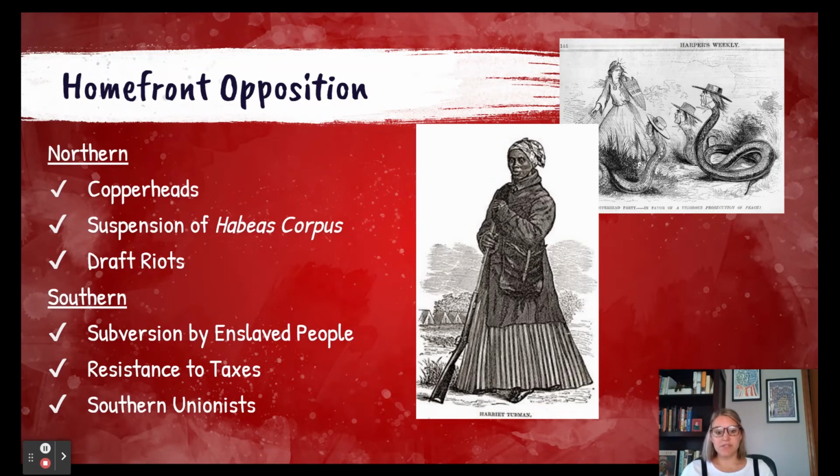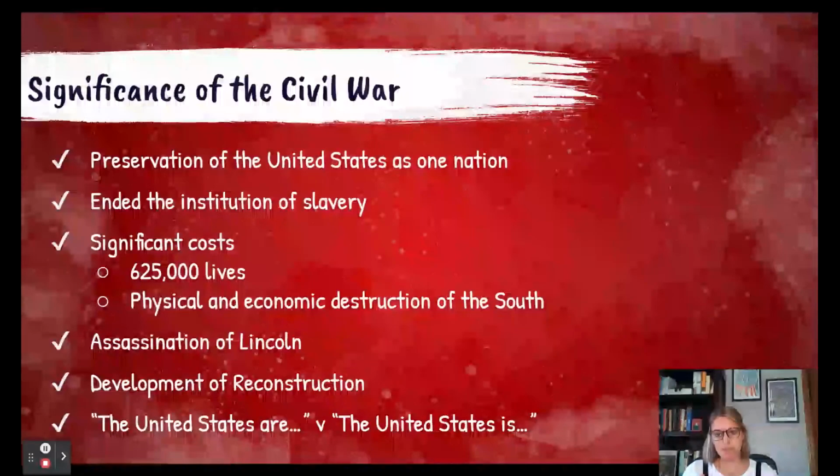For Southern home front opposition, there's going to be significant subversion by enslaved people. They are going to reduce the effectiveness of the war, the ability to maintain the war effort in the South. There's resistance to a strong central government and taxes in the South. Obviously, they care about states' rights, but you need to have money to run the war effort, so there was a conflict there. And then Southern Unionists are going to be a group of people who subvert the Southern war effort because they do not want to secede. So, a lot of home front opposition on both sides.